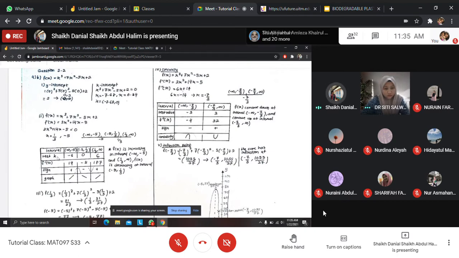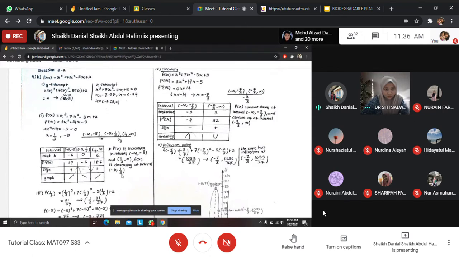So saya ambil test value dia negative 6, 0 dan 6. Lepas tu kita insertkan value dia dalam f prime ni. Nanti kita akan dapat sign dia, positif, negatif and positif. So bentuk graph dia akan jadi increasing, decreasing and increasing. So function f(x) is increasing in interval negative infinity to negative 5 and 1 over 3 to infinity, while function f(x) is decreasing at interval negative 5 to 1 over 3.